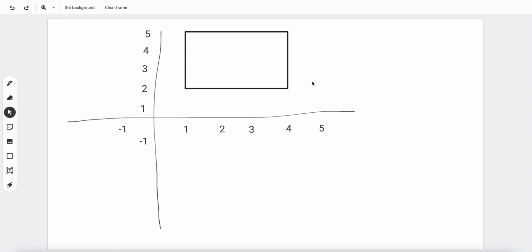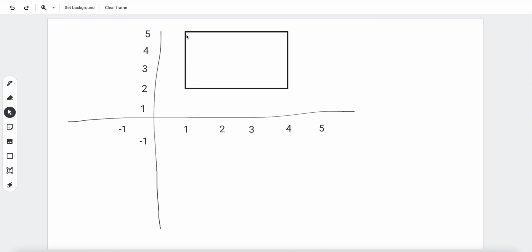What will be the area of this square? The area of this square will be this side into this side. What is the length of this side? Since, as it is given in the question itself, this side is parallel to the y-axis, the length of this side will be the maximum y coordinate at this point minus the y coordinate at this point. This is the maximum y coordinate that is possible. Similarly, this is the minimum y coordinate that is possible.